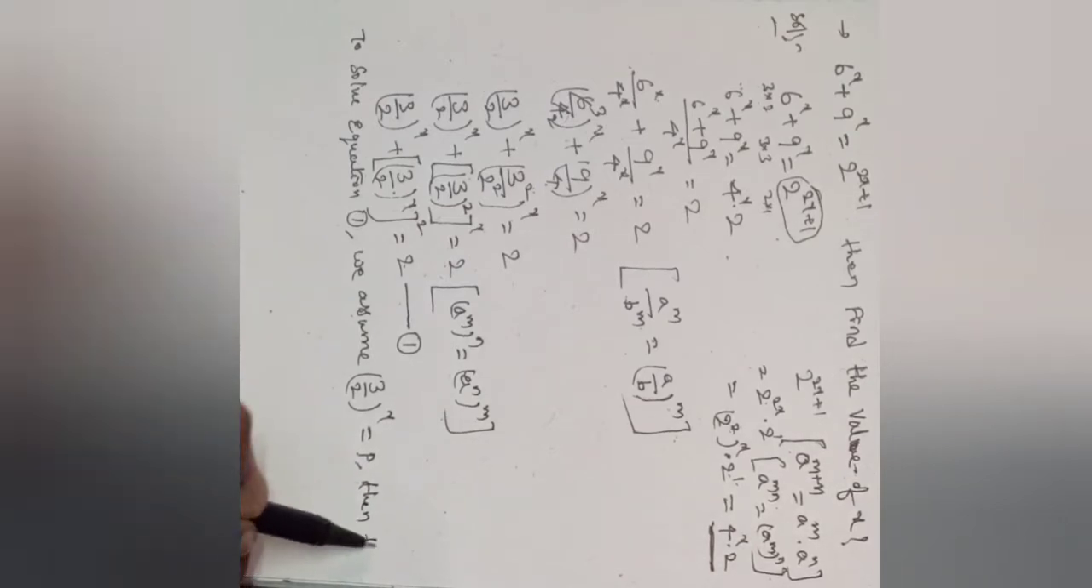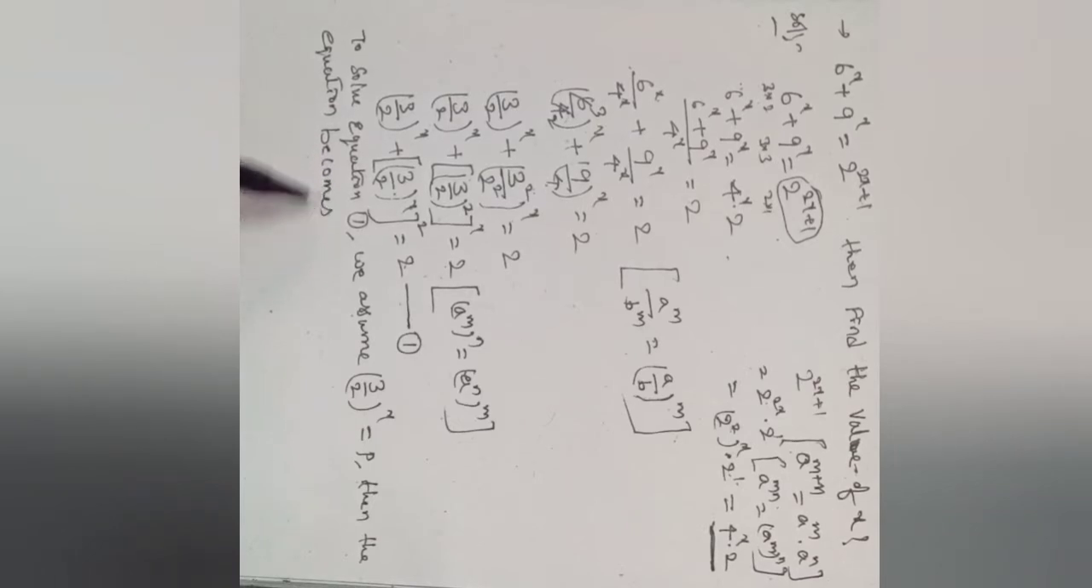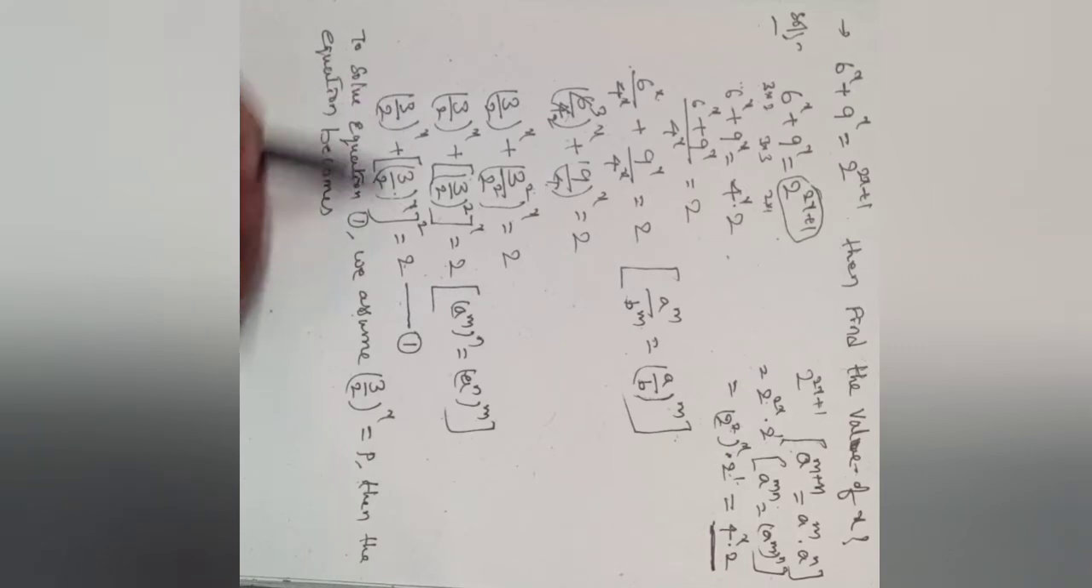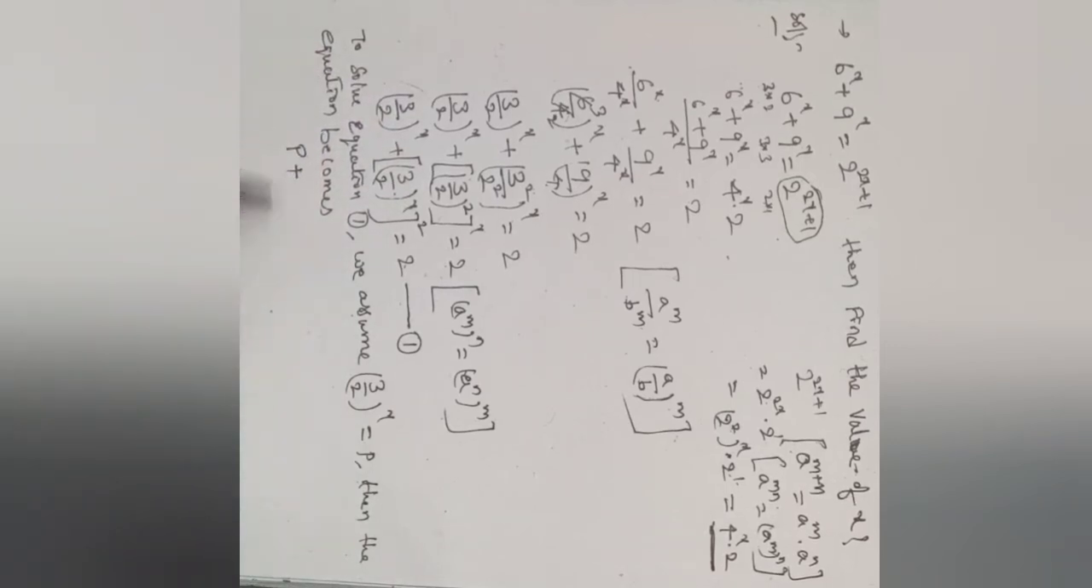Then the equation becomes, in the place of (3/2)^x, we have to substitute p. Then this value will become p plus p squared, that is p square, is equal to 2. We can further simplify this one: p square plus p, bring 2 to the left hand side, it becomes minus 2 is equal to 0.